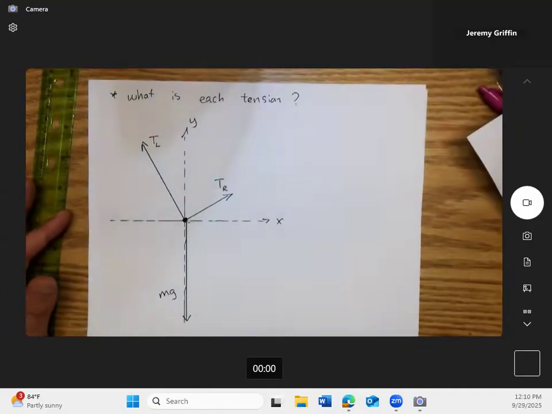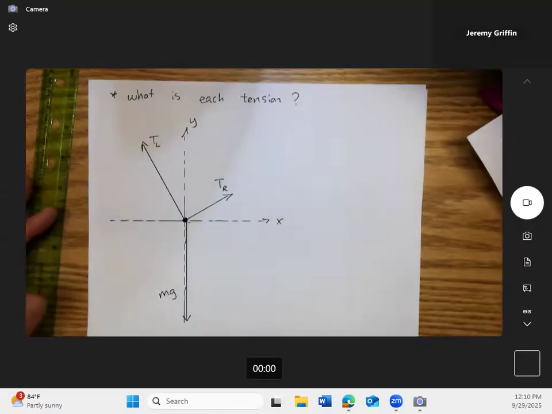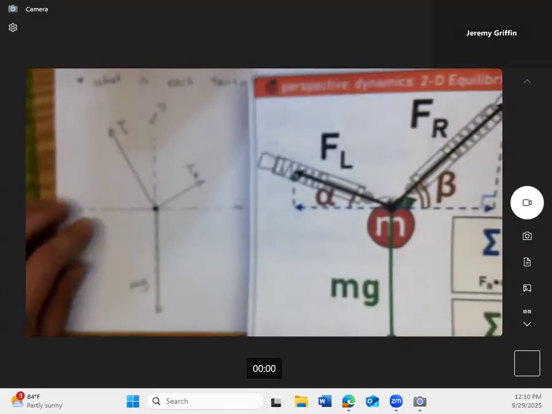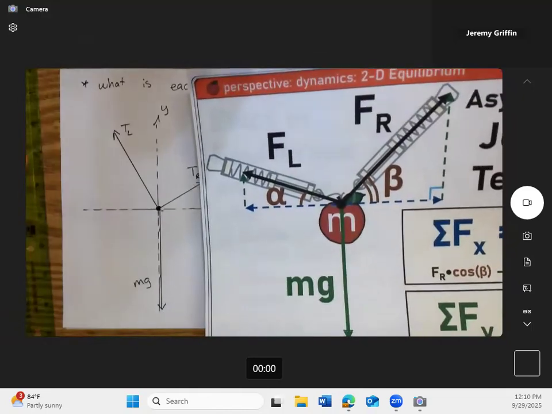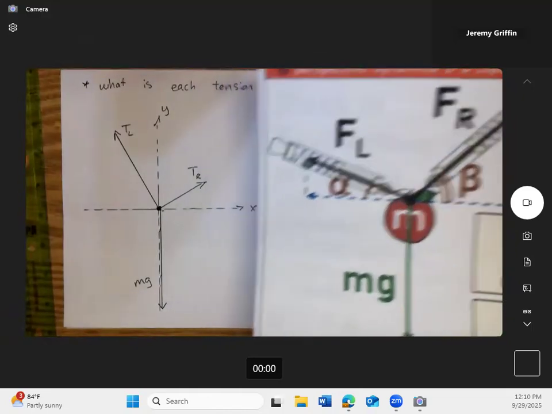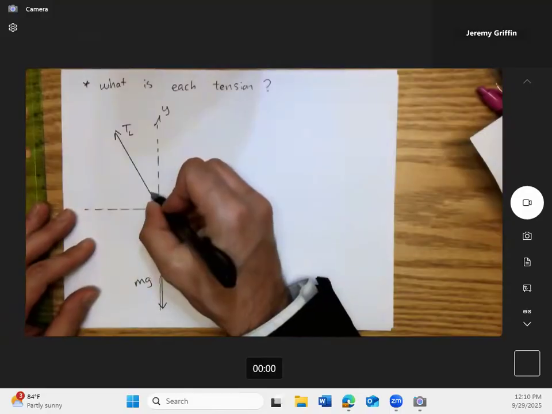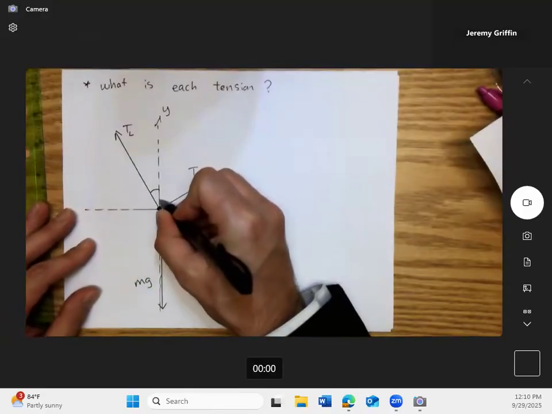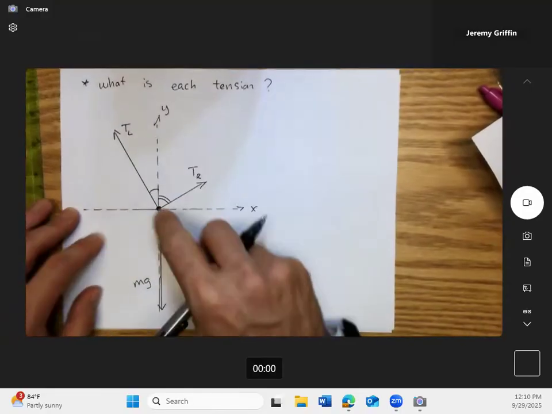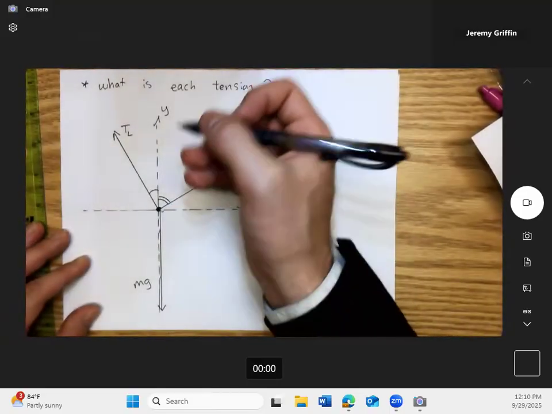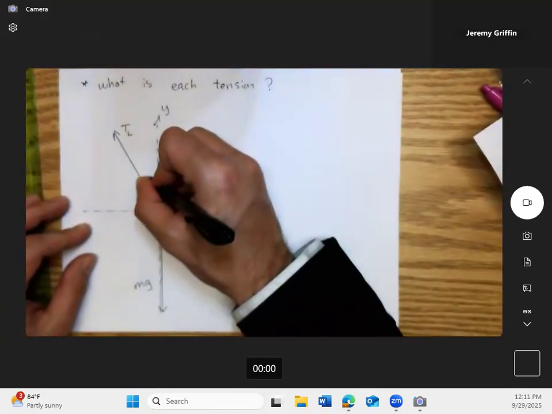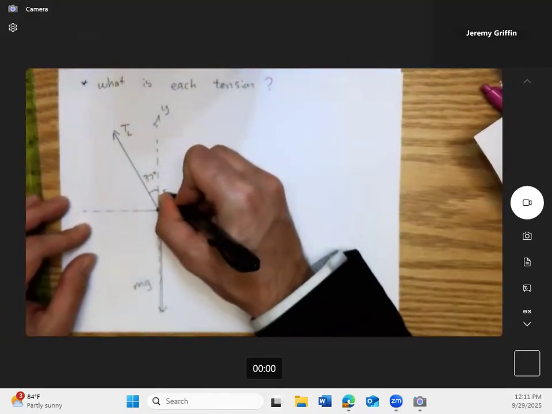Now, the example I did with you guys the other day in your notes, I gave you alpha and beta with respect to the horizontal. I'm going to change things up a little bit, just so you see something different. I give you angles not relative to the horizontal, but relative to the vertical. You guys see that's different? Just to keep you on your toes. And I'll make nice numbers though. Let's call this 37 degrees. Let's call this 53 degrees.